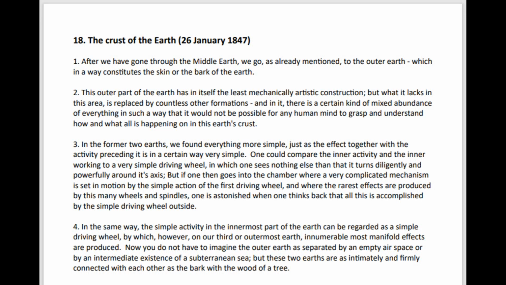18. The crust of the earth. 26th January, 1847.